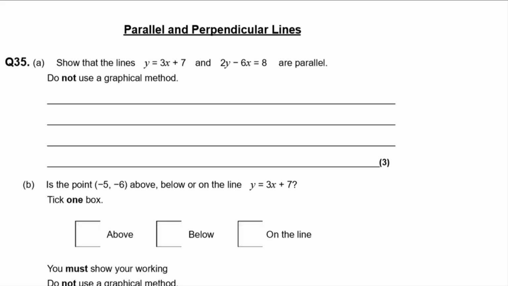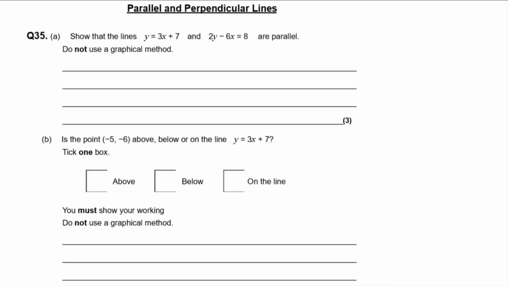So, question 35. Show the lines y equals 3x plus 7 and 2y minus 6x equals 8 are parallel. Do not use a graphical method. Okay, so we just need to show the gradients are the same, don't we? So for y equals 3x plus 7, the gradient is just that number there, isn't it? So m1, the gradient, is equal to 3.